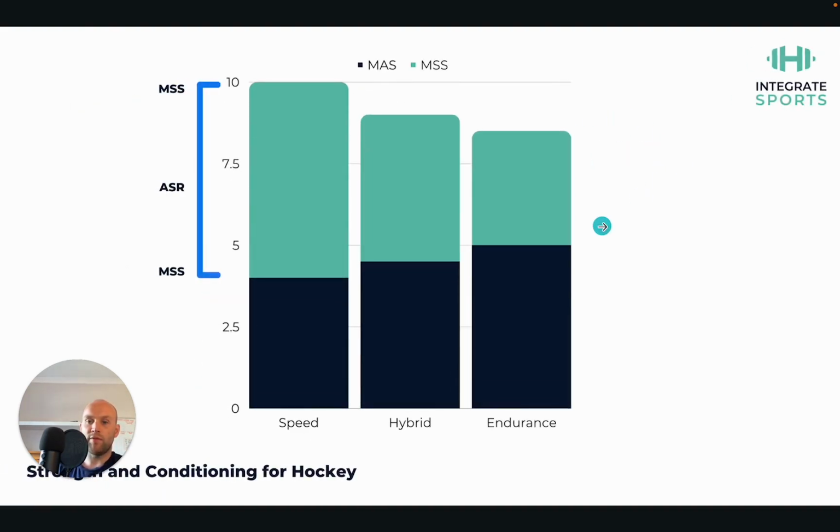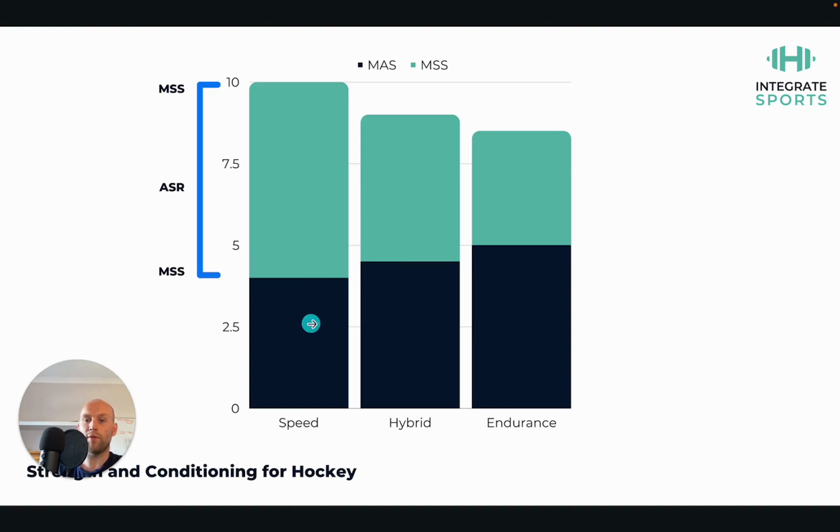So if we visually represent this, we have 3 different profiles: a speed, hybrid, and endurance profile. Again, we're looking at the blue bar there, that's your anaerobic speed reserve. A speed athlete is going to have a pretty low MAS score here, the dark blue bar, but a very, very high maximal sprint speed score, as they've got a huge anaerobic speed reserve to tap into. Hybrid is a bit in the middle. They've got a moderate MAS score and a moderate maximal speed score. And then the endurance profile has a high MAS score but a low maximal sprint speed score.